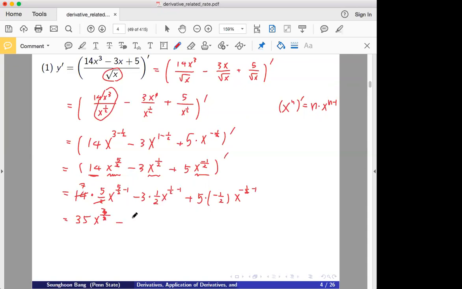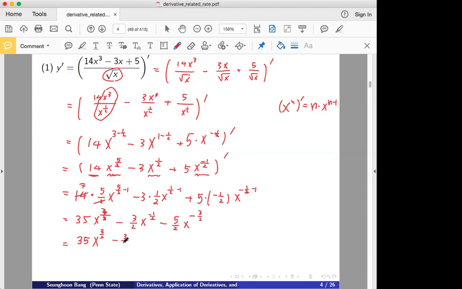So here, negative 3 over 2, x to the minus 1/2. This is 5 times minus 1/2, which is negative 5 over 2, x to the negative 3 over 2. So we have it. The next, change to the positive exponent. This is a positive one, you have to keep.